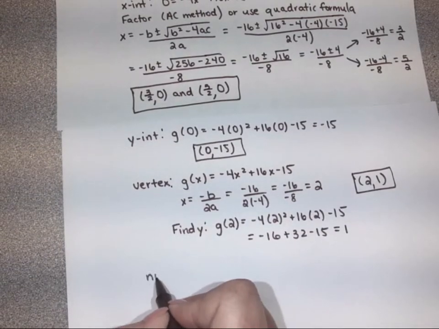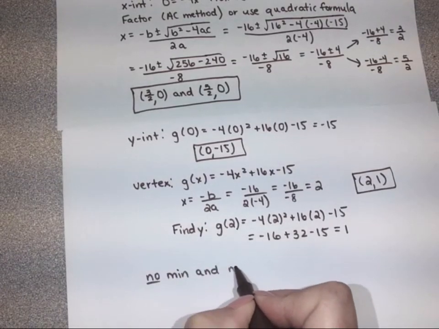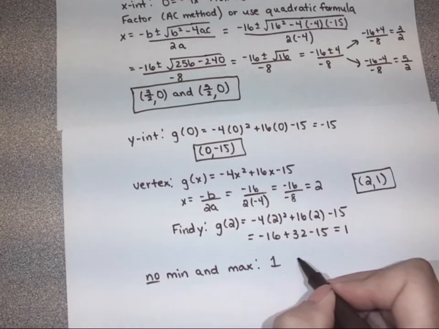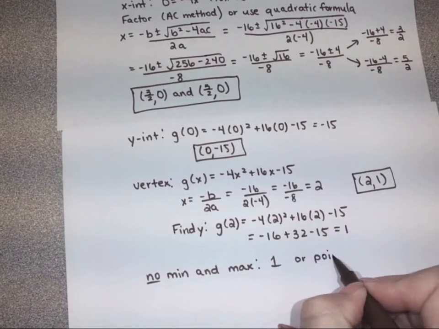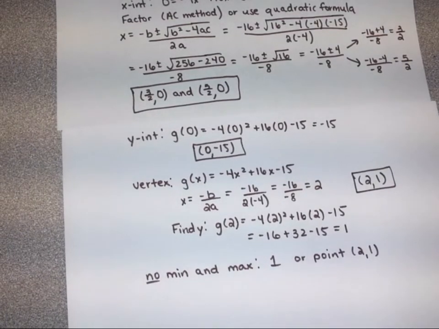So we already talked about this, but there's no min, right? And then the max is 1, or the point (2, 1). Oftentimes when you're asked to find the max or the min, all they're wanting is how tall it is, like what the y is. So that's why I listed that, but sometimes you might want the point as well.